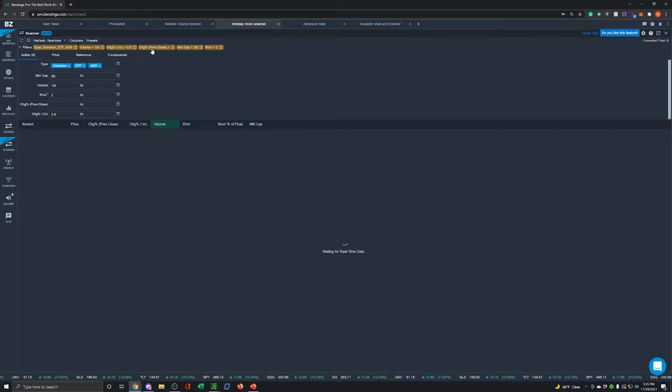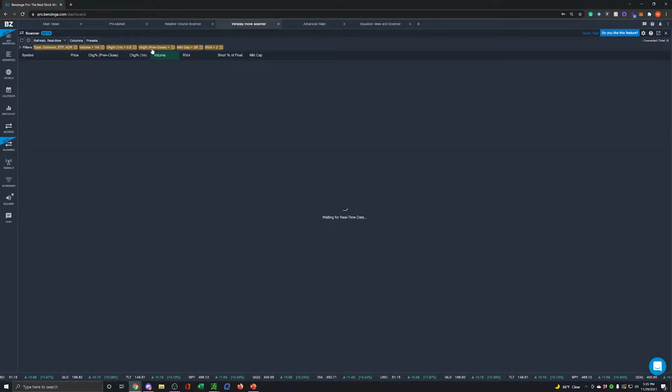Change percentage from previous close. Obviously, the stock has to be a big green in comparison to the previous close. So that's how that's filtered. Market cap is going to be any stock that falls within the mid to mega cap, and relative volume is going to be 2 or greater. So this is actually updating in real time.